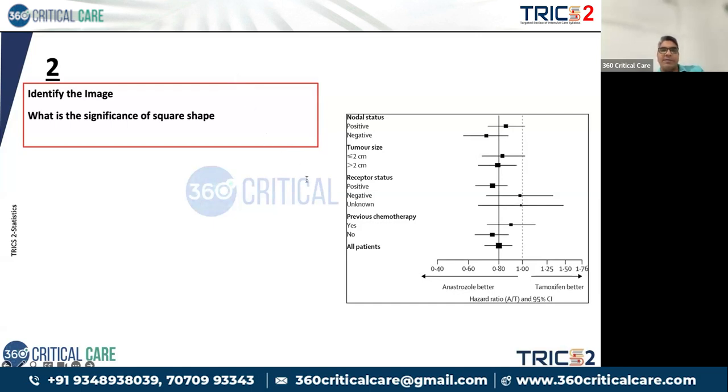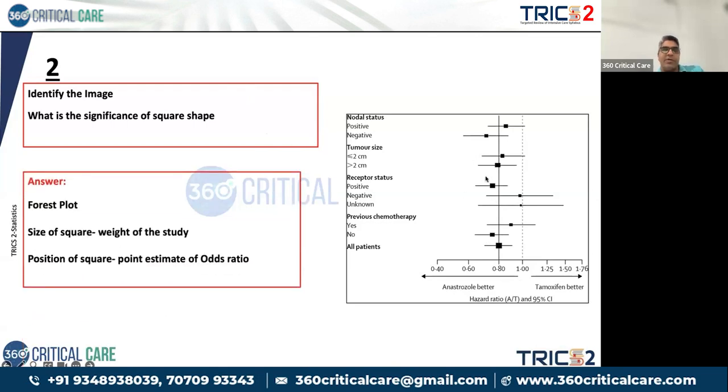Each study is presented as a square based on weightage. Yeah, that's correct. Smriti is correct. So for each study, the weightage given to the study is the size of the square. So the answer is a forest plot. The size of the square is the weight of the study.